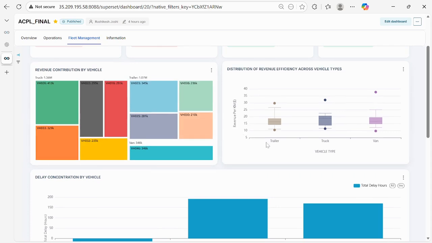The next chart we have is the distribution of revenue efficiency across vehicle types. This box plot compares the distribution of revenue earned per kilometer across different vehicle types. It helps us assess both revenue efficiency and variability. Vehicle types with a higher median revenue per kilometer and lower variability are more reliable performers. This analysis supports decisions around fleet mix optimization and vehicle deployment.